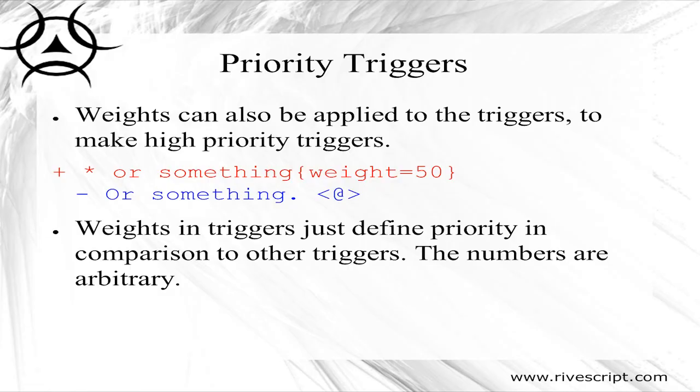But by adding a weight tag, you can make that trigger a priority so that it'll be checked first. The weights are arbitrary, and they're just compared to each other. So everything with a weight equals 50 will be sorted among themselves, and it'll be higher than anything with a lower priority. The default weight is 1. So if you don't set a weight, those are at the very bottom of the stack.